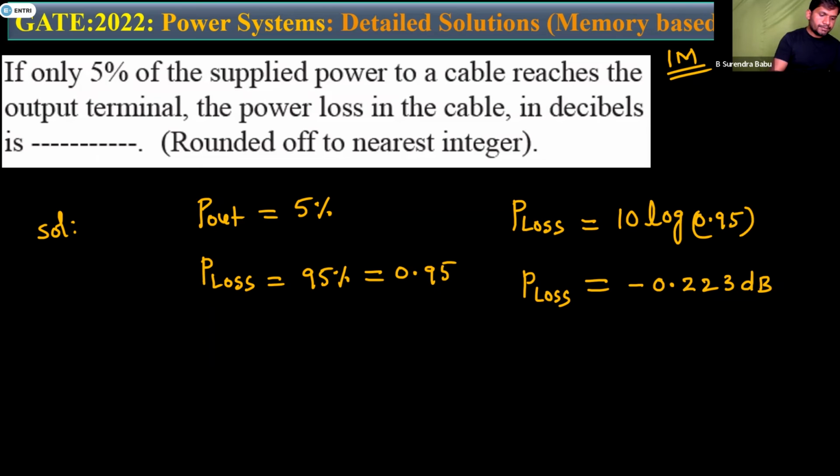Just a minute. Minus 0.022 into 10, that is minus 0.223 dB. Okay, this is the power loss. Is it correct? Yes. The power loss equals 0.223.